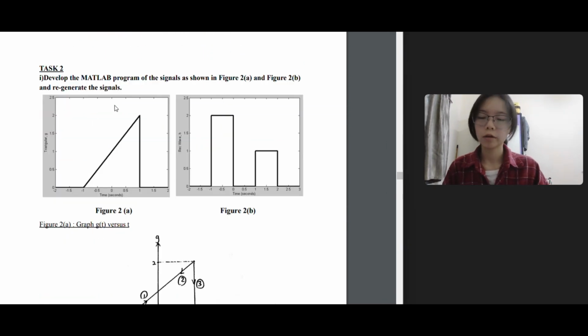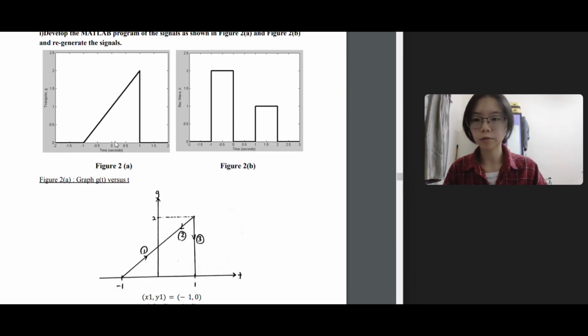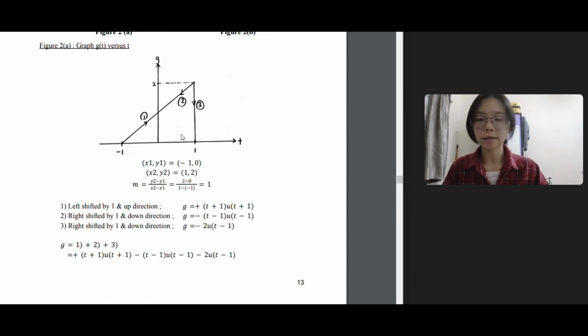So now Task 2, I am required to find g and h using a MATLAB program, and then also find the addition and convolution results between g and h. So for the first part, we need to compute g using the MATLAB code first, and also h. In order to compute the MATLAB code for g and h, I need to find the unit step function of g and h. So at first, I can divide g into 3 parts to find the unit step function.